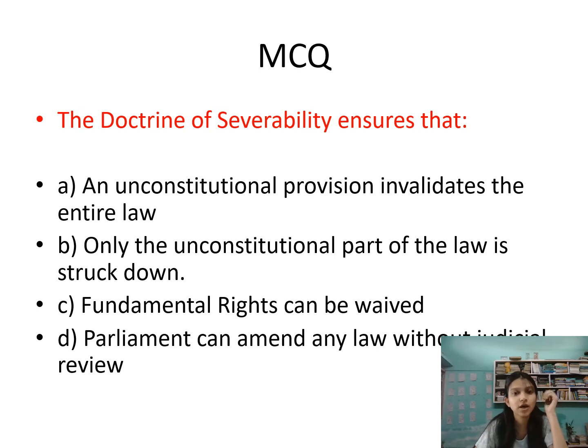The next we have the doctrine of severability. It ensures that an unconstitutional provision invalidates the entire law. Only the unconstitutional part of the law is struck down. Fundamental rights can be waived. Parliament can amend any law without judicial review. The doctrine of severability is all about separating the parts which no longer serve us in a good manner. And the correct option is: only the unconstitutional part of the law is struck down. The rest of the part or the rest of the act will stay valid and intact.